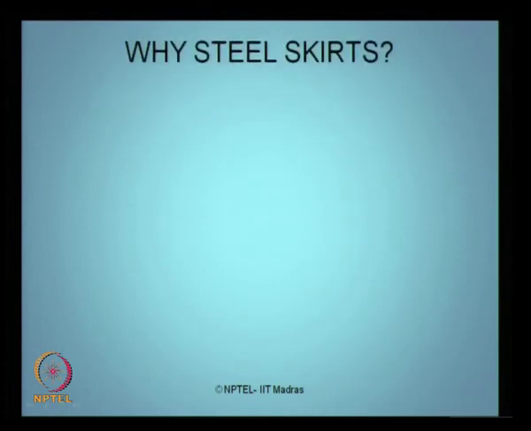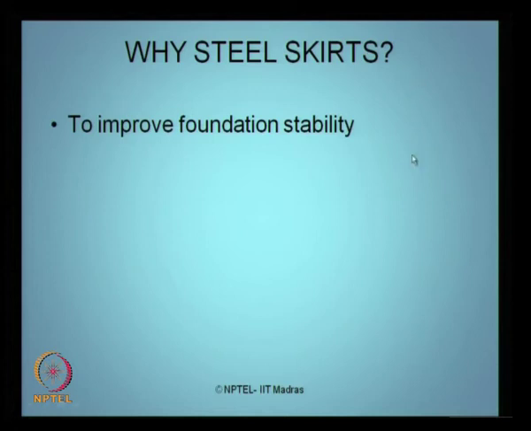In the previous pictures you see that these platforms have caissons at the bottom which are supported by the steel skirts. Now, the fundamental question is, why do we need steel skirts when caissons are very large in size and volume, which can enable stability of the platform by its own self weight. Now, steel skirts are required to improve the foundation stability.